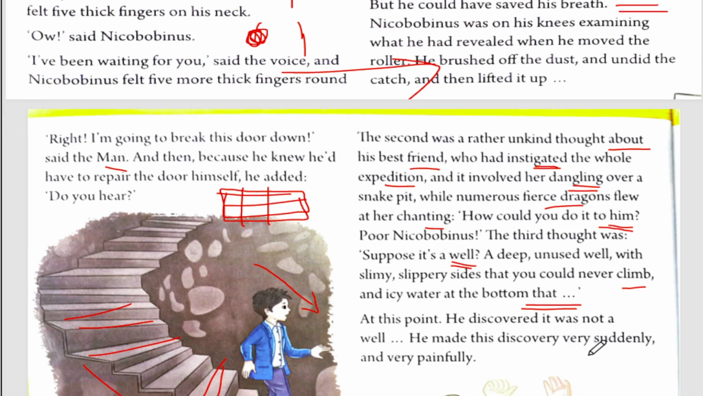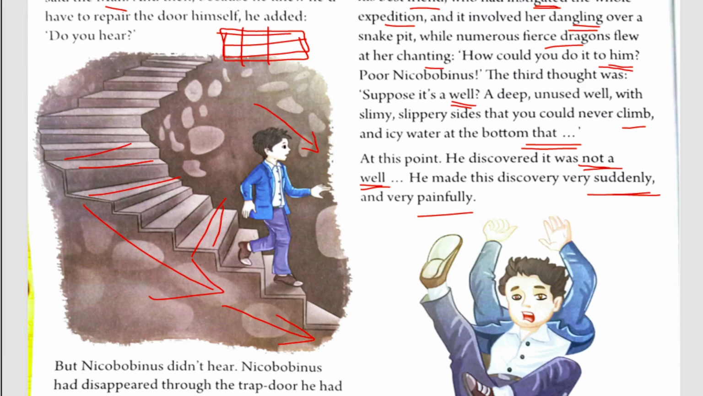"At this point, he discovered it was not a well." Now, at this point, he discovered that this place was not a well, that means it's not a tank-like place where water is being kept. "He made this discovery very suddenly and very painfully." Why? Because as you can see in the picture, when he made the discovery that this is not a well, he had slipped and fallen down inside that slimy, graveyard-smelling place completely.